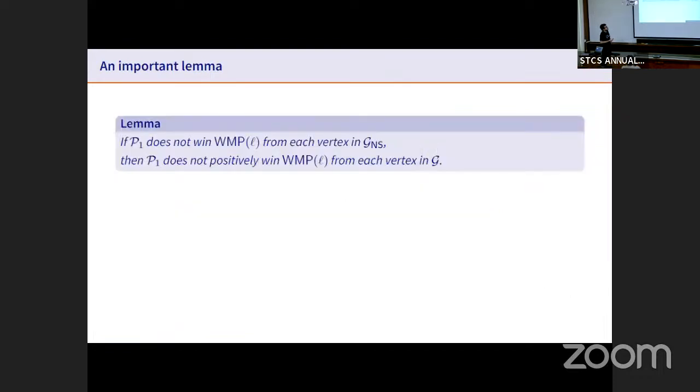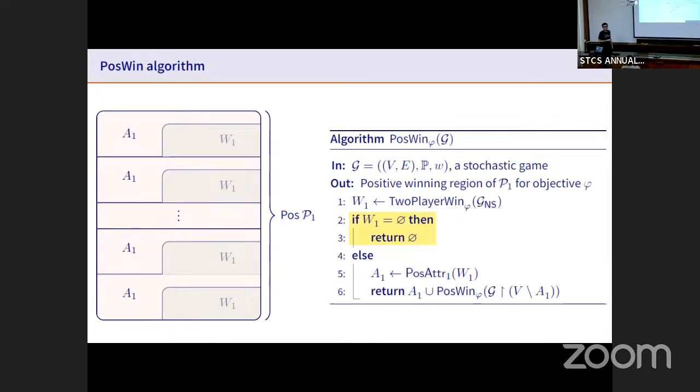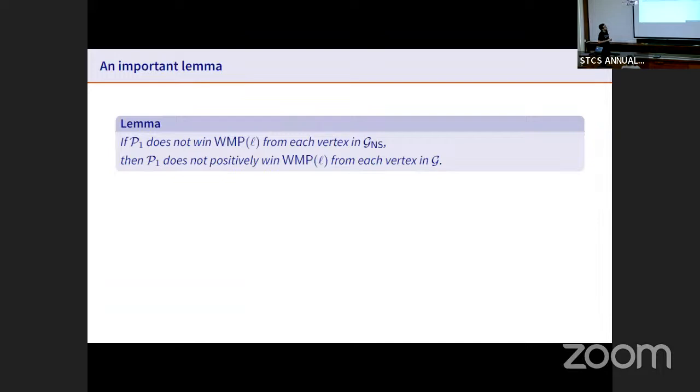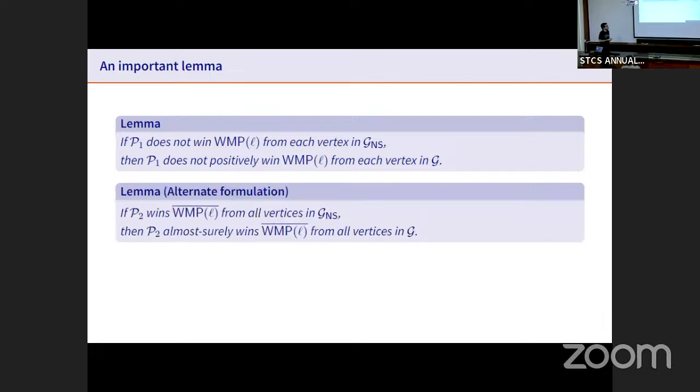All right. To prove the correctness of this algorithm, we need to show that if W1 is empty, then indeed player 1 does not win positively from any vertex, which is what we showed in our paper. You recall that GNS is the adversarial game. It's not immediately clear why, if player 1 does not win in GNS, it implies that player 1 does not win in G. So this requires a proof.